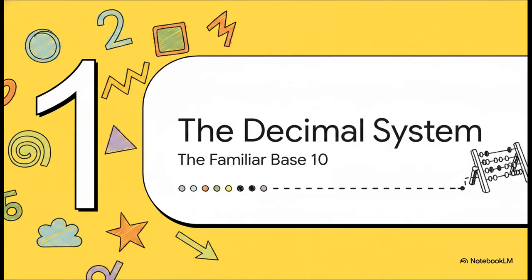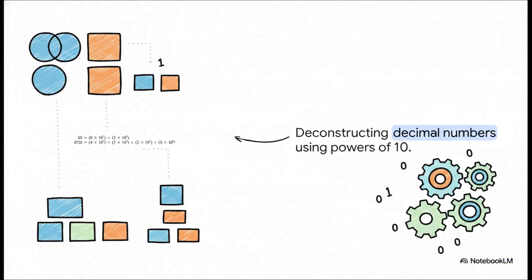The familiar decimal system. Let's kick things off with the hyperfamiliar. When you look at the number 83, your brain naturally just reads 83. But honestly, it's a mathematical formula in disguise. It literally means 8 tens plus 3 ones. Mathematically speaking, that's 8 times 10 to the first power plus 3 times 10 to the 0 power. And the exact same logic applies to much larger numbers too, like 4,728. 4 thousands, 7 hundreds, 2 tens, and 8 ones.